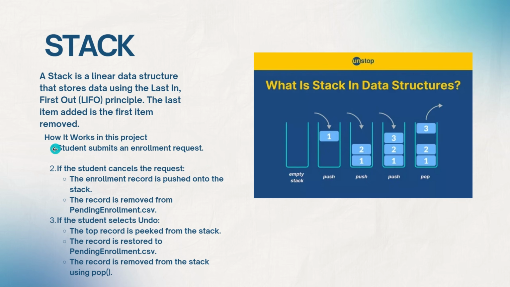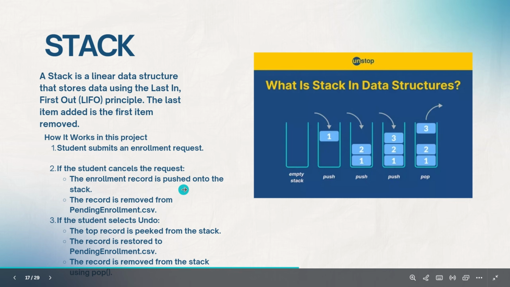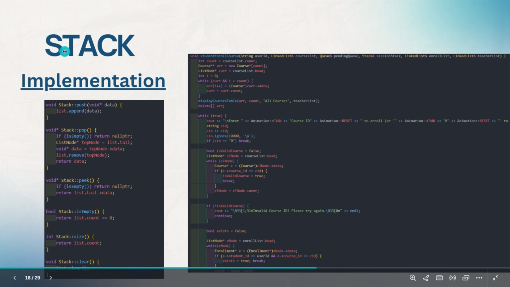And how it works in our program: it's for the student enrollment and also for the student request. If the student wants to make an enrollment request, they can do it. And another one, if the student wants to cancel that enrollment, like when it's waiting for approval, they can use the stack here. And let's go to our code.